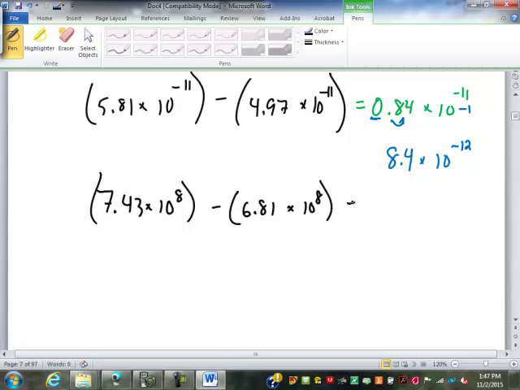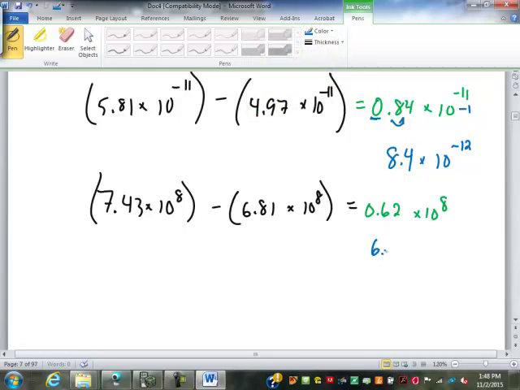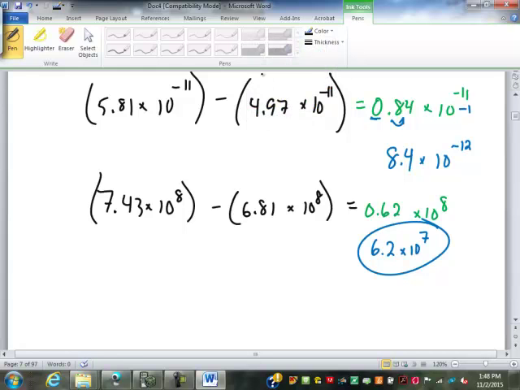In your notes, try this one. See what you come up with. So we subtract here. Our first subtraction is 7.43 minus 6.81, which is 0.62 times 10 to the 8th. What do we have to do to that? So 6.2, the number got bigger, so the power gets smaller, so 10 to the 7th. How many had that? Good deal.